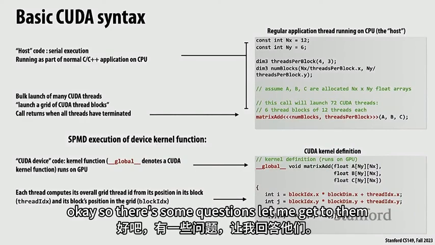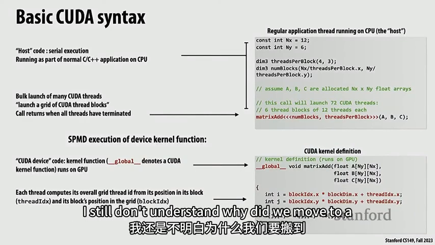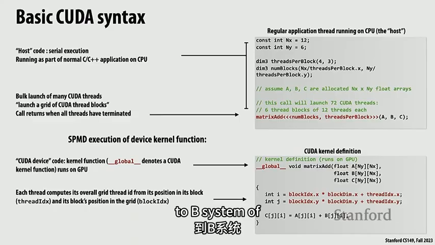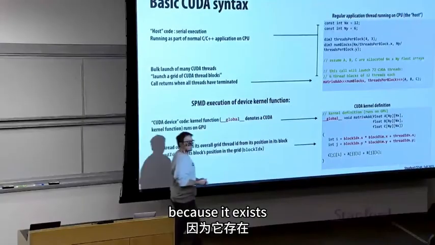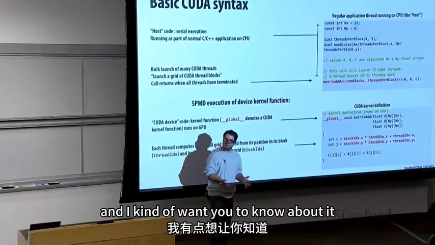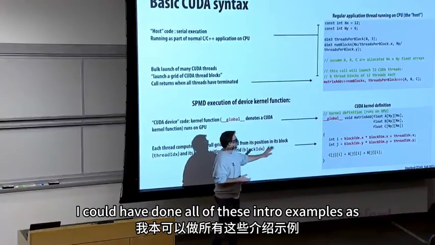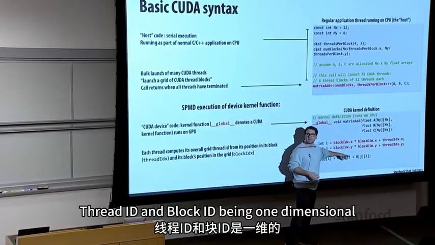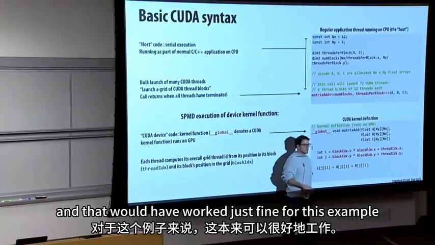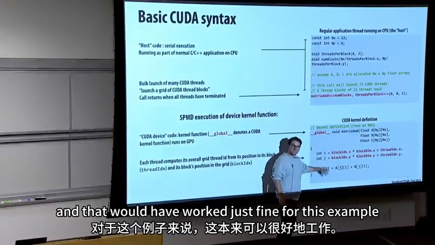Okay, so there's some questions. So let me get to that. Yeah. I still don't understand why we moved to a 2D system. I'm showing you the 2D system in these slides because it exists, and I want you to know about it. I could have done all of these intro examples with thread ID and block ID being one-dimensional, and that would have worked just fine for this example.